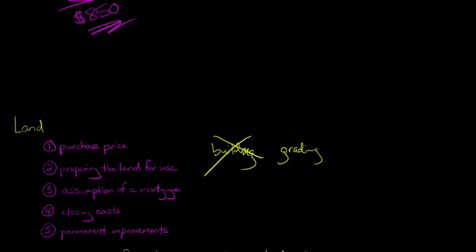So let's say that you built a statue on this land, for a statue of the CEO of your company. Okay, well that's a permanent improvement, so whatever the cost of that statue is, it's going to be included along with the purchase price and all these other items in the initial value of the land.